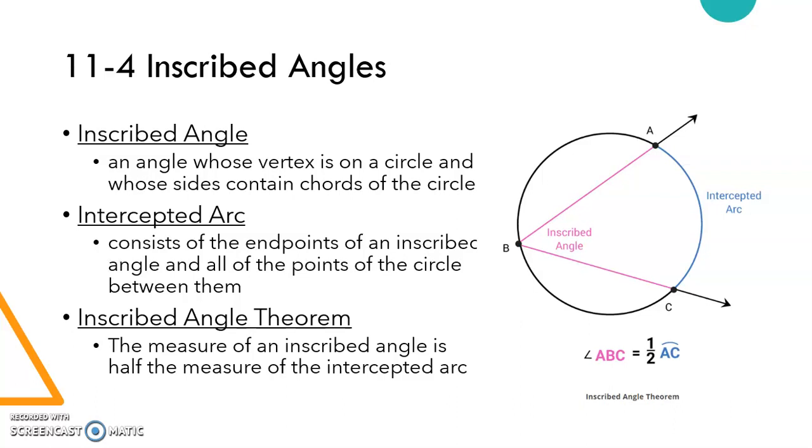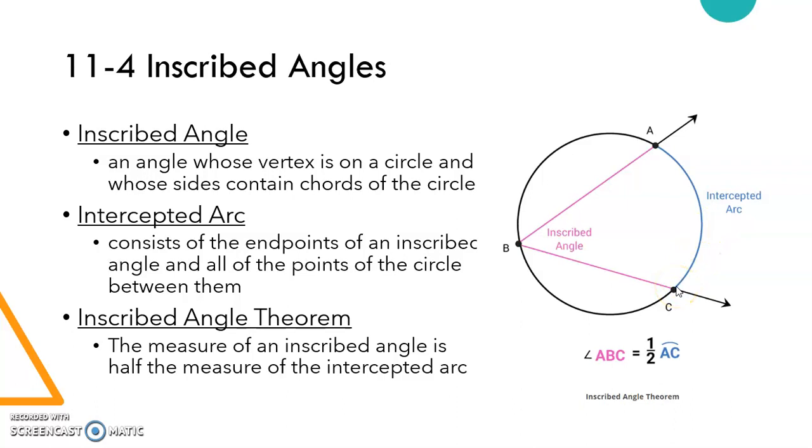The last thing we need to talk about is inscribed angles. An inscribed angle is an angle inside a circle, but notice the inscribed angle has a vertex on the circle. It's not at the center anymore. So that's the difference between a central angle, which starts at the center, and an inscribed angle that has a vertex over here. The intercepted arc is the arc that it creates on the circle.